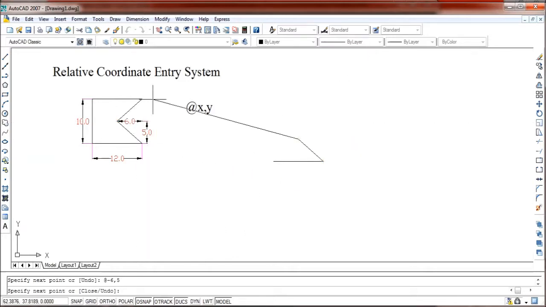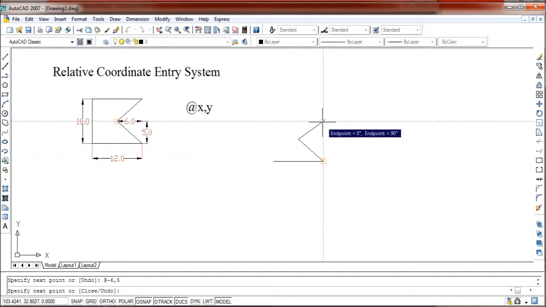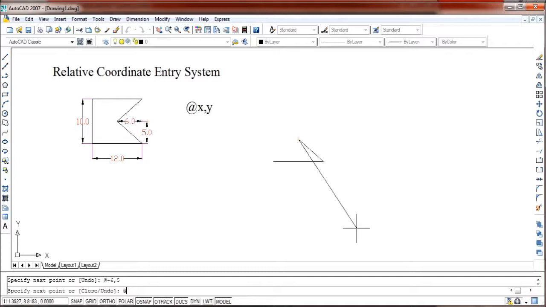So for the next point, again 6 units towards positive x-axis, or to the right side, and 5 units upward towards the y-axis. So the next point will be at @6,5, because 6 is towards the positive x-axis from my reference point. Y is also positive because it is in the upward direction. Then press the enter key. Now I get this point.